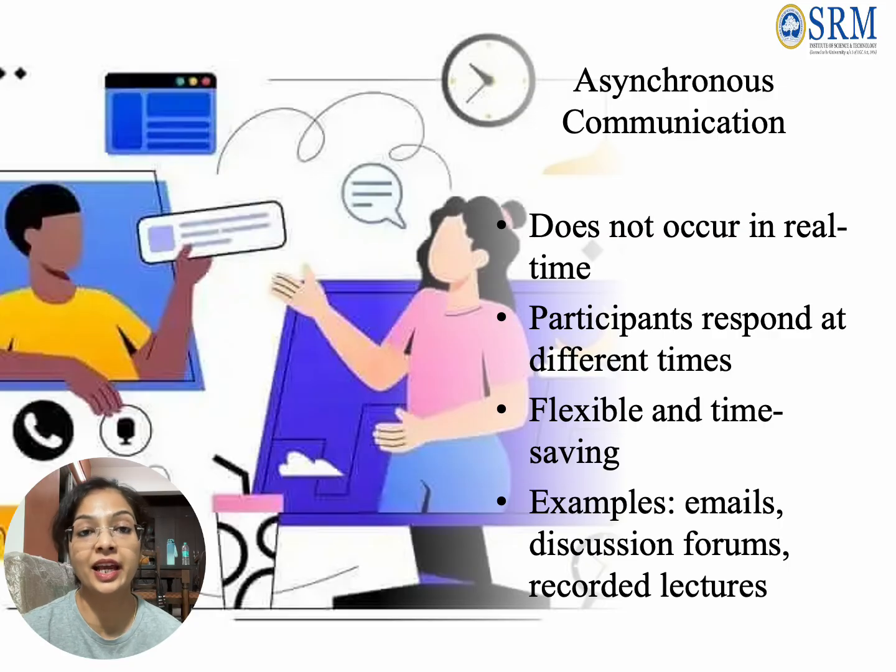Then we have asynchronous communication. This kind of communication does not happen in real time. People can respond whenever they want, whenever it is convenient. This communication is flexible because participants do not need to be online together. For example, when we write mails, when we record lectures, like what I'm doing right now, or in discussion forums.